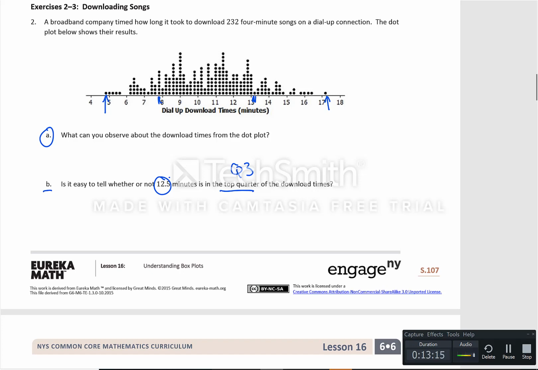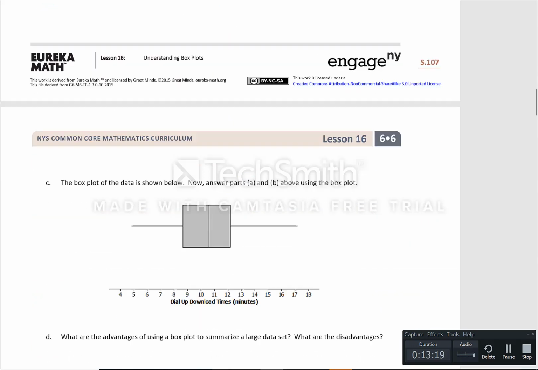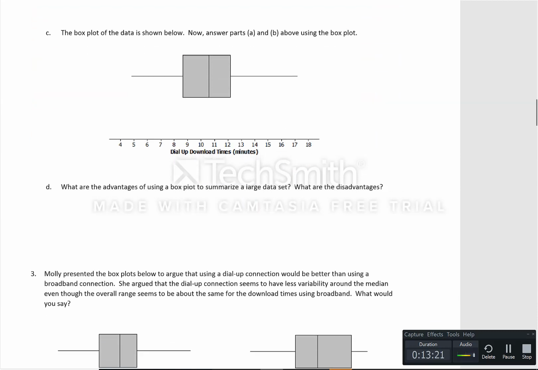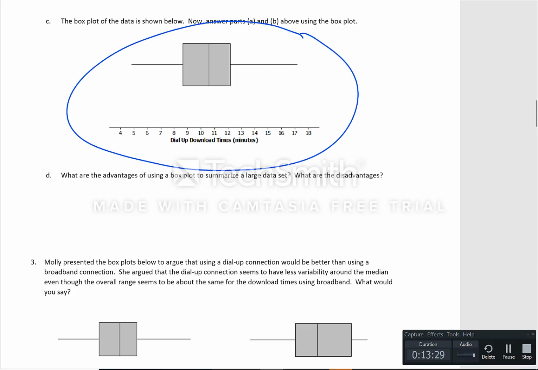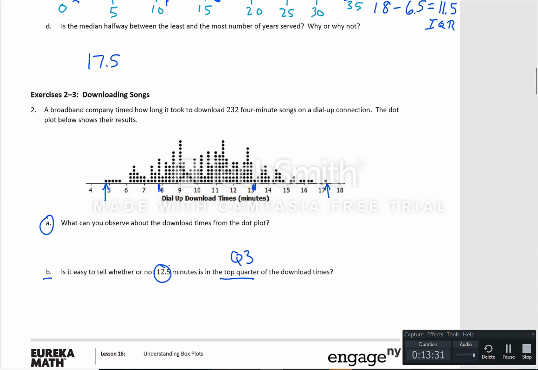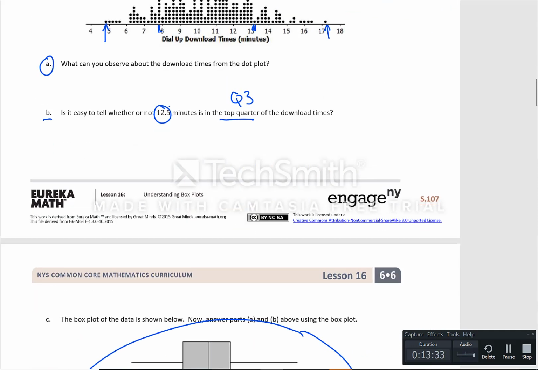Alright, so now we're on to C. The box plot of the data is shown below. So here's my box plot already made for it. Now it answers part A and B above using the box plot. So I'm going to use this fella to answer A and B.